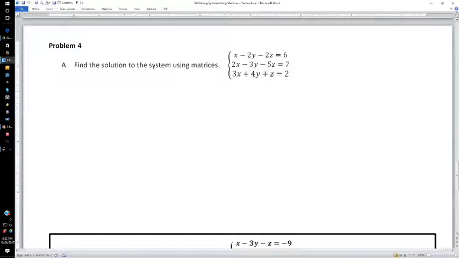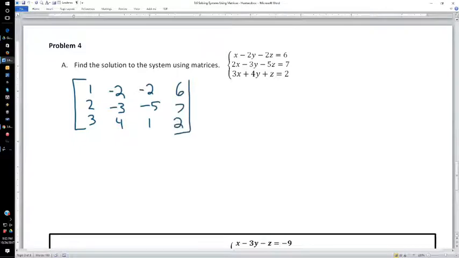So we're going to go, here's our matrix. Let's try that again. Here's our matrix. 1, 2, 3, -2, -3, 4, -2, -5, 1, 6, 7, 2. Everything is already in order for us.